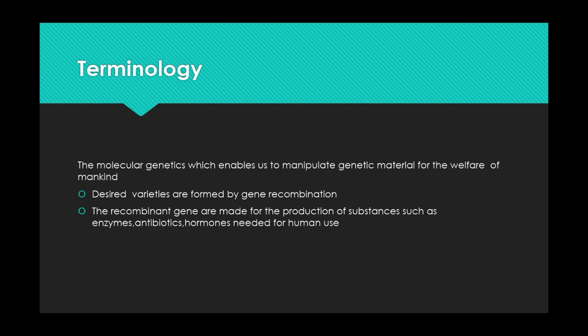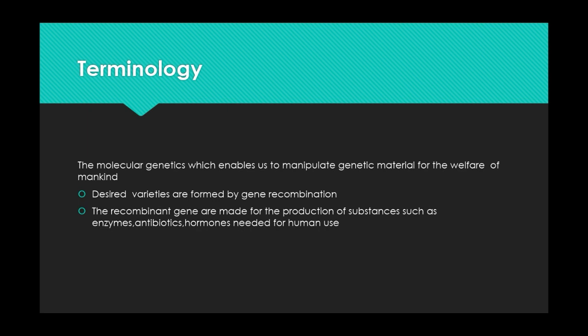Desired varieties are formed by gene recombination. Now, what is gene recombination? Gene recombination is the insertion of a foreign gene into the DNA. A gene with specific speciality is isolated and then inserted into the DNA, and the organism is allowed to reproduce. At the development stage, it would develop the desired varieties.